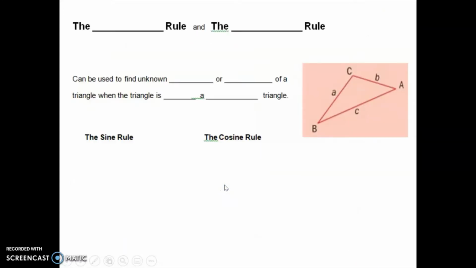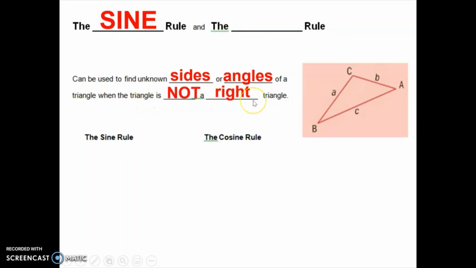Perfect. Now, let's go back to where we were in the last lesson. In the last lesson, we talked about something called the sine rule. It is a rule that can be used to find unknown sides or angles of a triangle when the triangle is not a right triangle. Of course, we began with saying, hey, we know right triangles. We know we can use Pythagorean theorem. We know we can use sine, cosine, tangent. But what happens when a triangle is not a right triangle, like this one here? And we discovered there's this rule called the sine rule that still helps us find missing sides or angles.